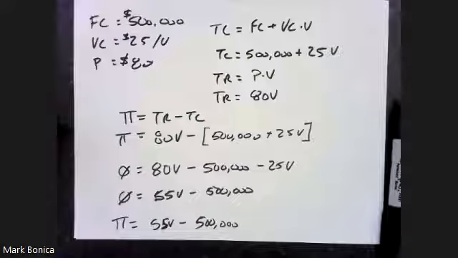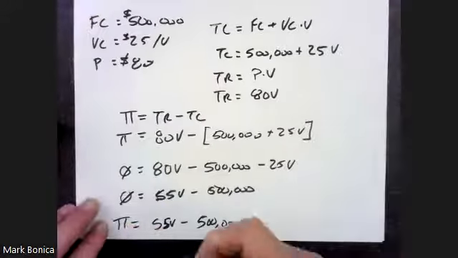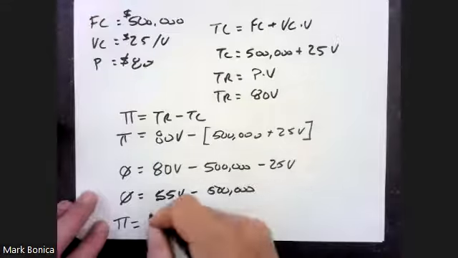So this combined number, this 55V, is the combination of the revenue per unit and the variable cost per unit. This number is what we call the contribution margin per unit, or in this case, per visit. So this number has a name, and it is the contribution margin per unit, in this case, per visit.